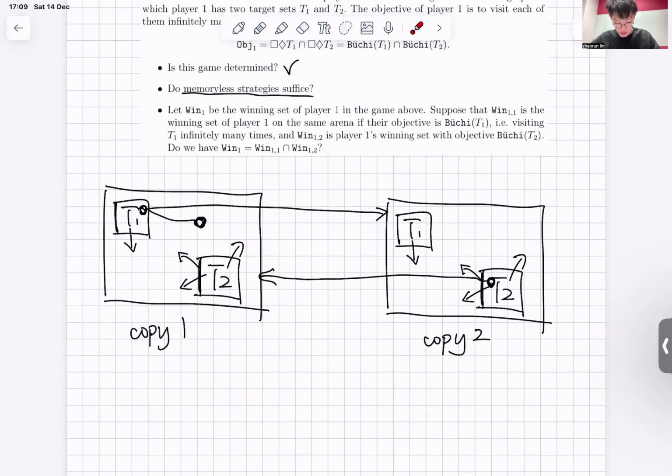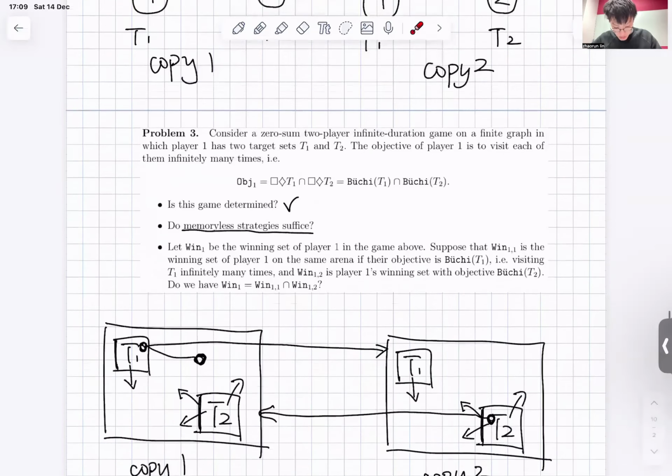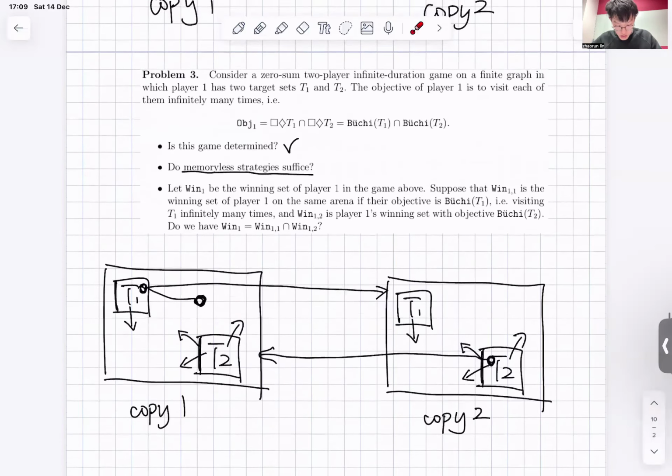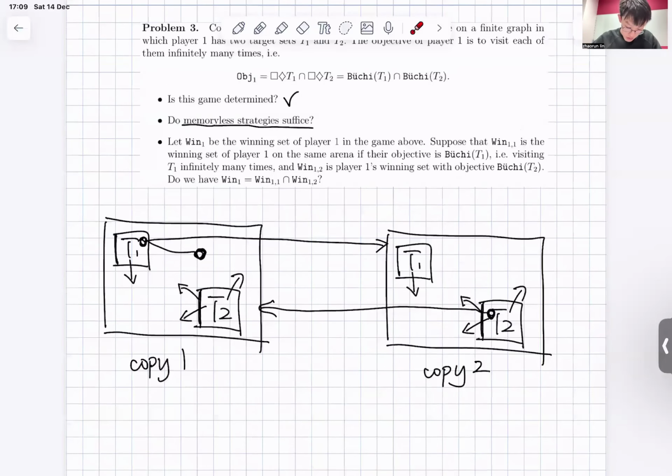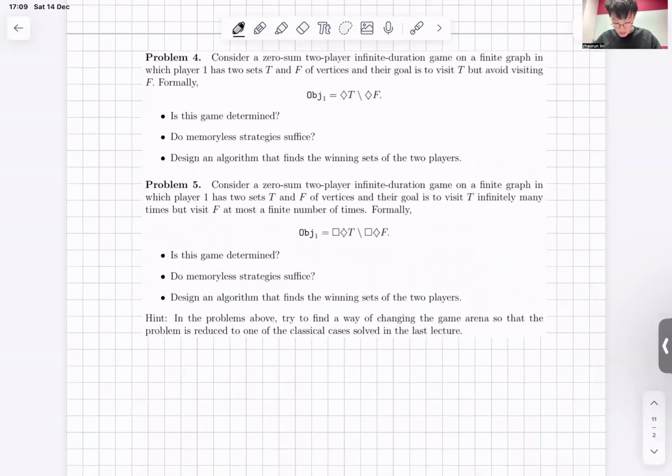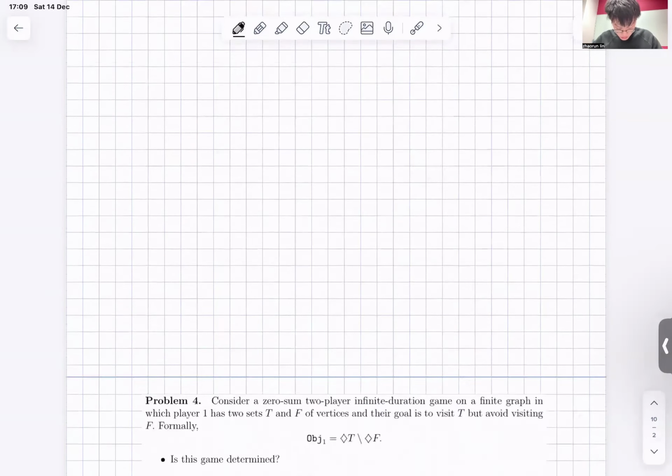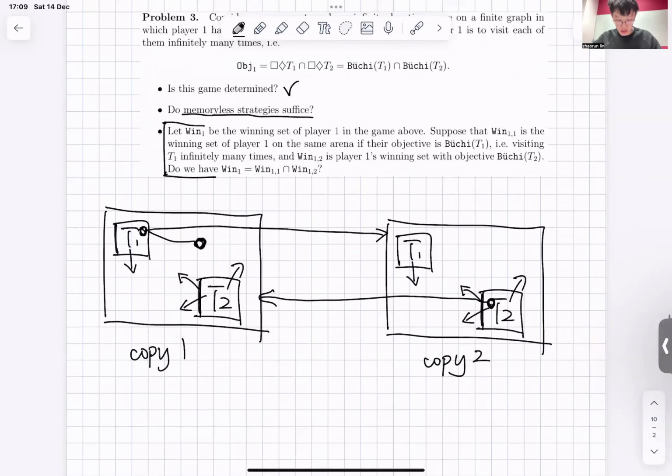So this is for problem 3, the algorithm for finding the winning set. And this part is the same reason as problem 2. So this part, this is not true.